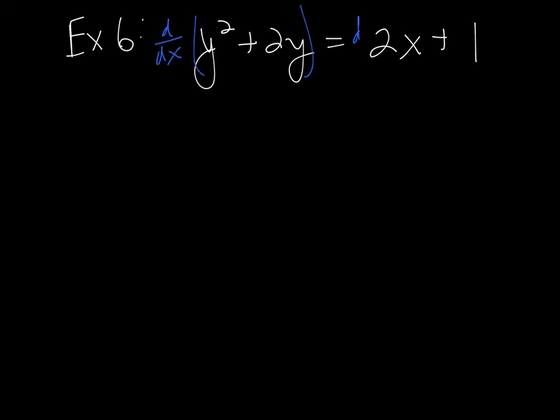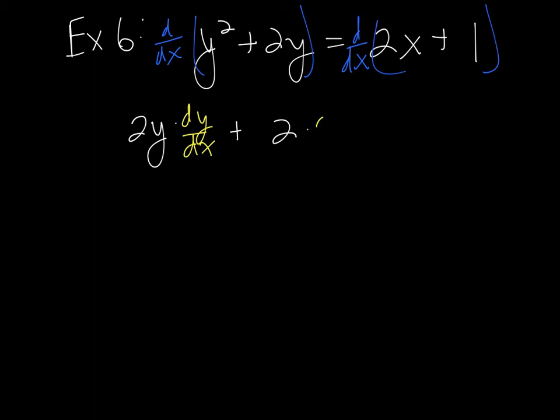So derivative of the left, derivative of the right. If I take the derivative of the left-hand side, I'm going to end up with 2y times dy/dx plus 2 is my derivative of 2y, but with respect to x, I'm going to have to multiply it times dy/dx, equals, on the right-hand side, derivative of 2x plus 1 is just a good old 2.